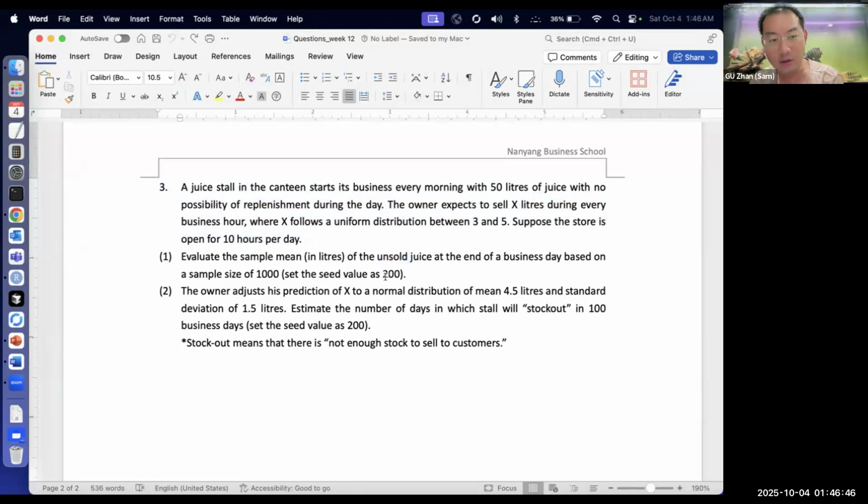So basically, we are going to draw a sample of 1,000, and every day you operate 10 hours, and each hour you can sell 3 to 5 liters of juice. So maximum you can sell 5 for continuous 10 hours. 5 times 10 is 50. You just sold everything, okay? So no surplus, no unsold juice.